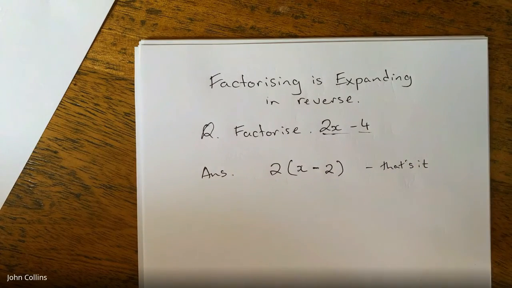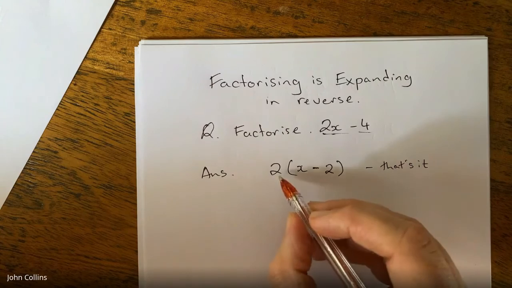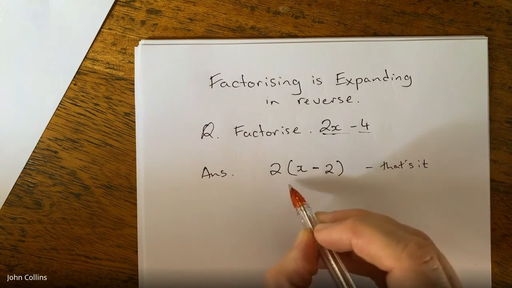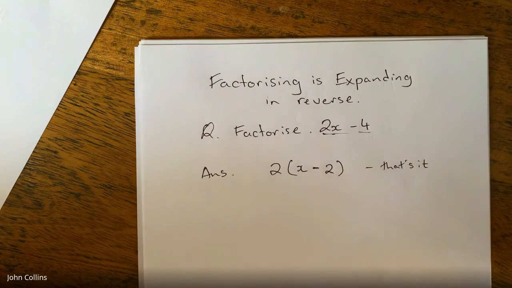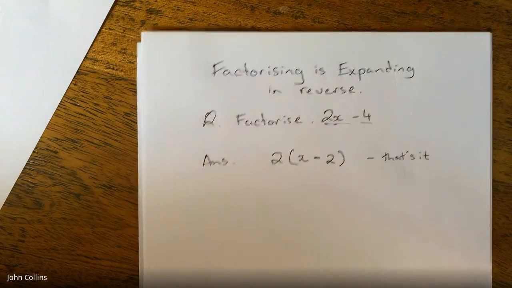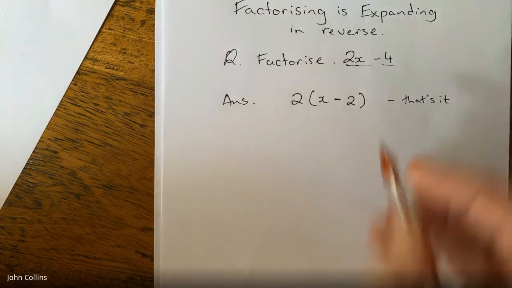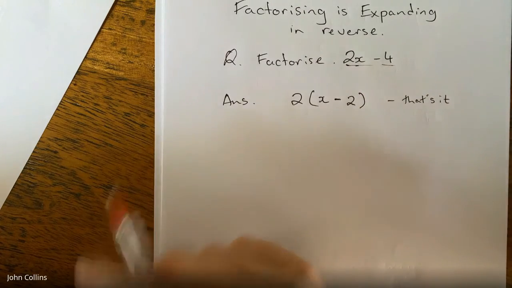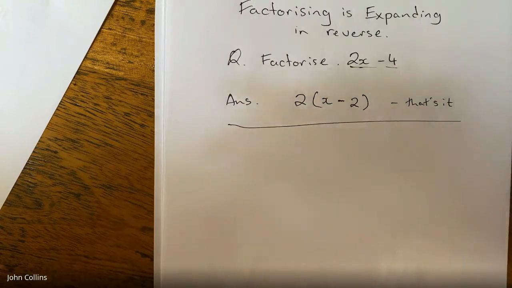I can test if I want by re-multiplying to make sure I get the same answer. 2 times x is 2x, and 2 times 2 is 4. So that's it done. Factorizing is just taking out something common to both. That's my first example. That'd be an example of perhaps a green or yellow question.